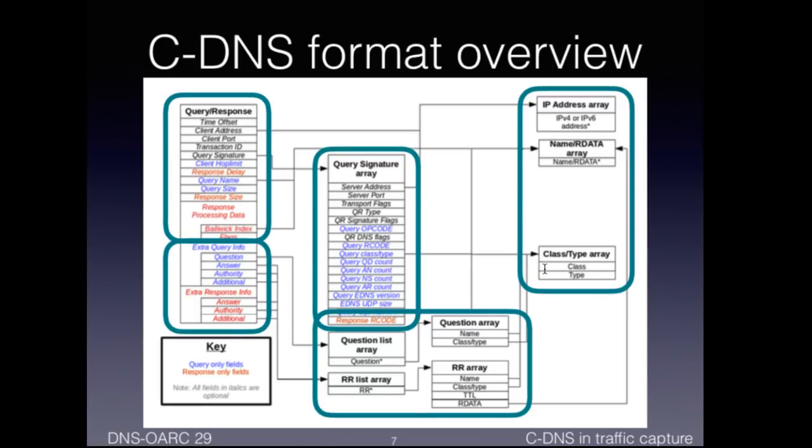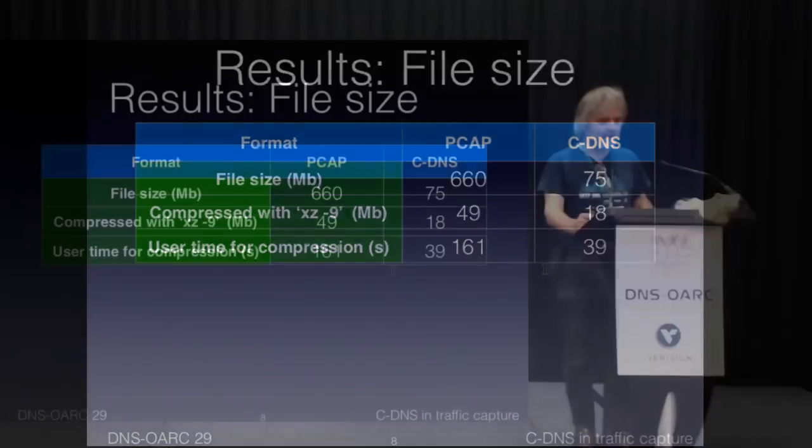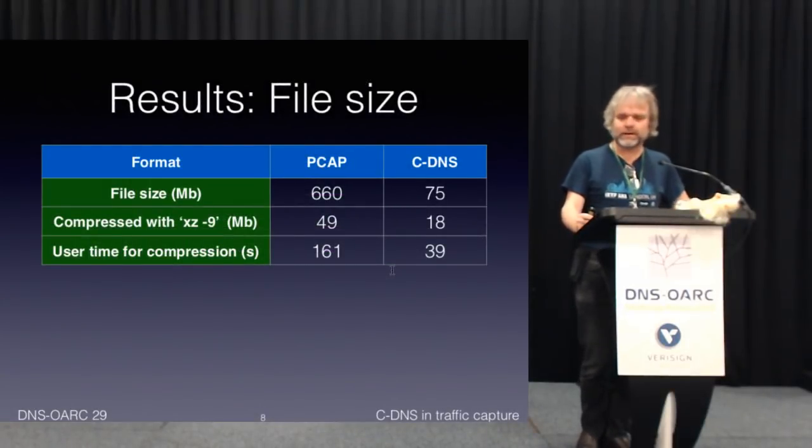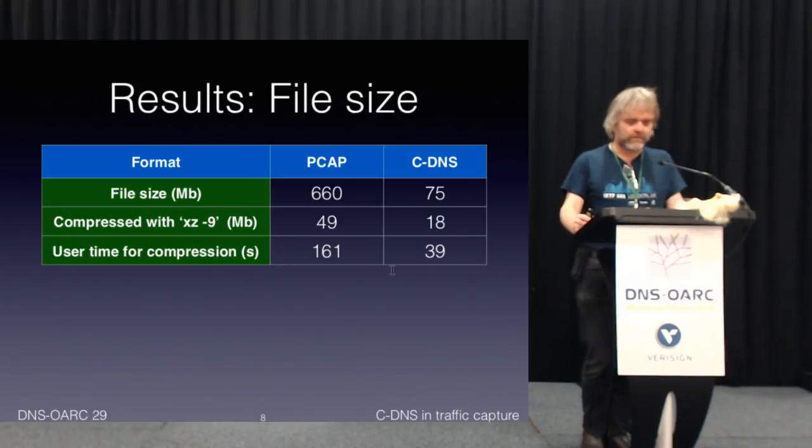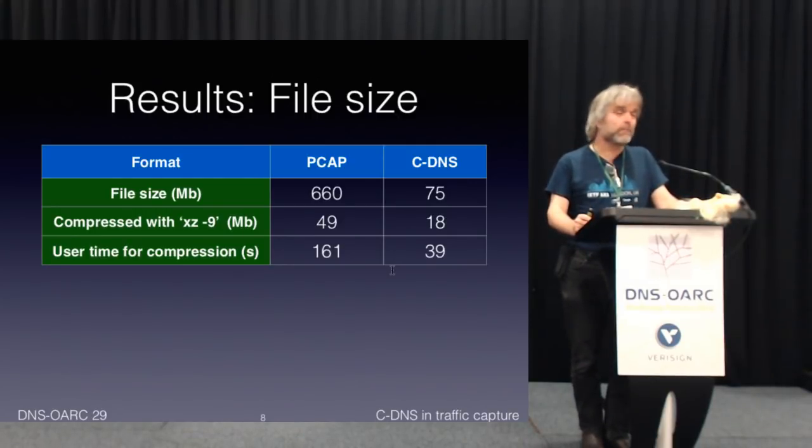So the big question, of course, is how well will this work? And I think it works reasonably well. We'd always intended that cDNS would be used in an environment where you're applying general purpose compression to the file after generation. So we're including here data on not only the raw file sizes we're generating, which as you can see is a significant improvement, but it's an improvement that is maintained after compression. And importantly, for our use case, the time and CPU resources required for the general purpose compression are much lower.